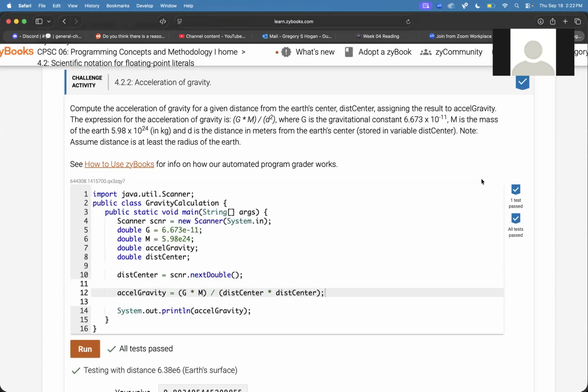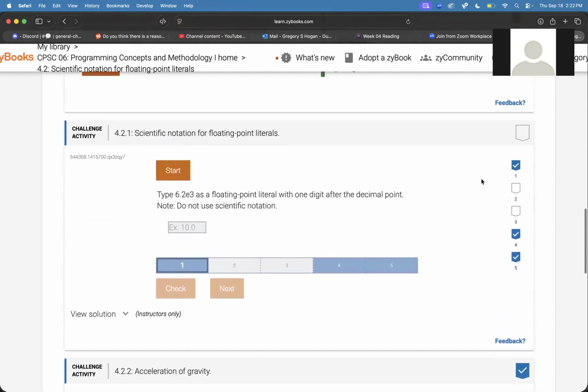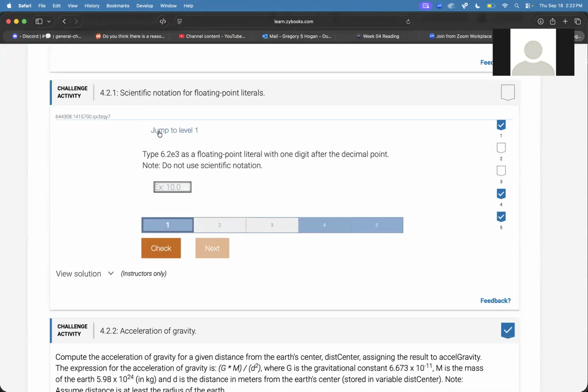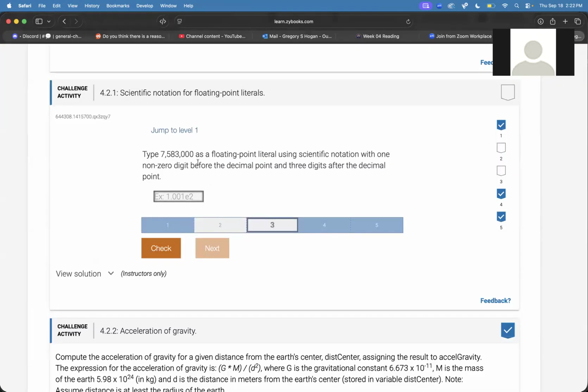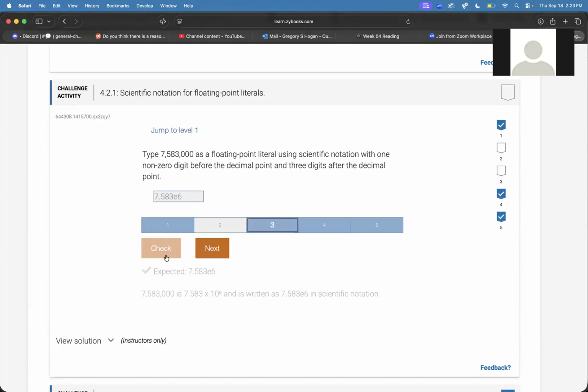And it was. Okay. So backing it up just to look at this one, just in case it's hard. Let's pick number 3 or something. How would you type this as a floating point literal? 7.583, and then how many places do we move it? Starting from the end, 1, 2, 3, 4, 5, 6. So that'd be 7.583 E6. Check it. Let's jump to the end. Let's do number 5.